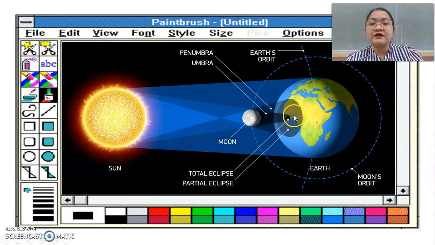So in our diagram, again, the moon blocks the earth. The sunlight that will go to earth is blocked by the moon. Do you remember our umbra and penumbra? Again, when we say umbra, this is the darkest part of the shadow. And when we say penumbra, this is the lighter part of the shadow.